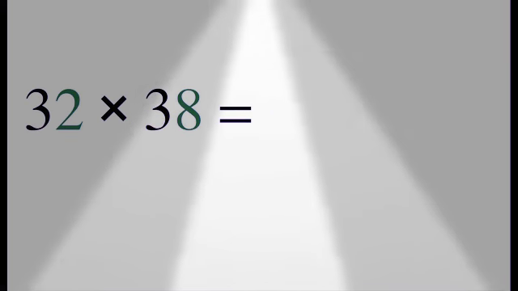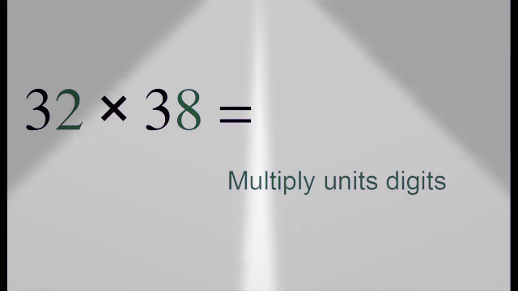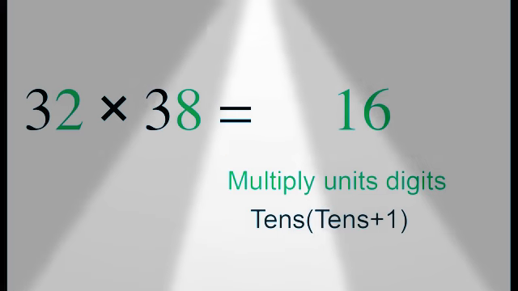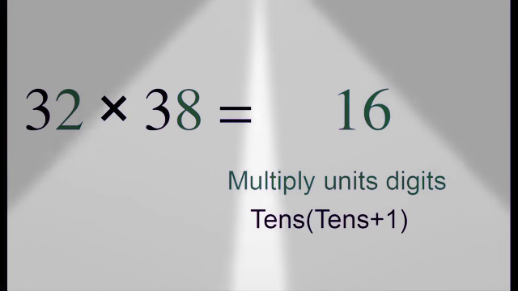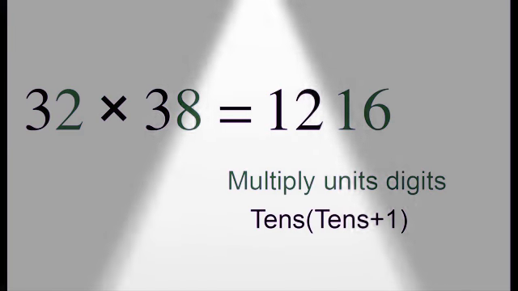To do another example, 32 times 38. We multiply the units digits together. 2 times 8 is 16. Then we take the tens digit of 3 and multiply it by 1 more than itself, 4, to get 12. So 32 times 38 is 1216.